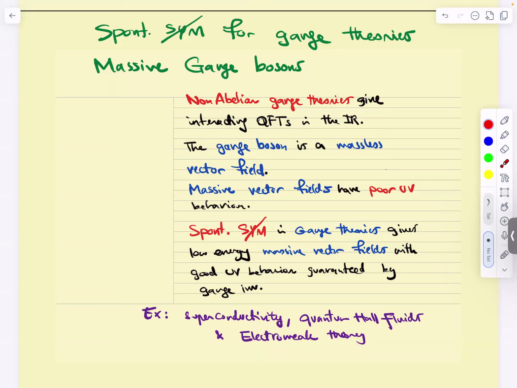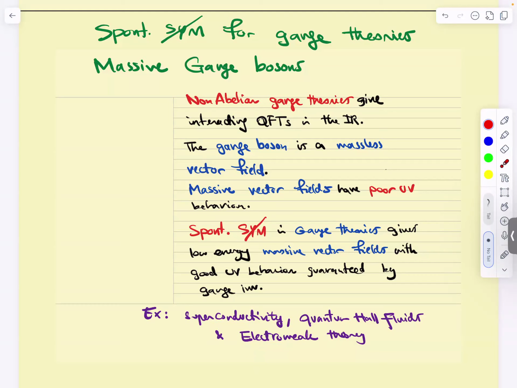Photon, as we said, it cannot be massive. But if you're saying that spontaneous symmetry breaking can effectively give a tiny mass to the photon, the theory goes from long range to short range. I'll explain that. We've seen this in some states, right?